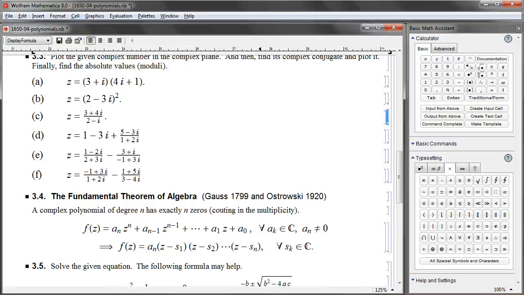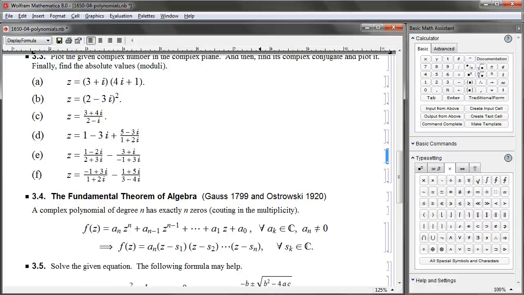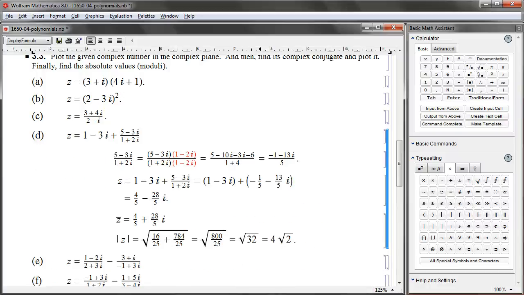Let's do this once more. Let's take problem E. Okay, let's do that. Looks like you'll have to multiply the conjugate of the denominator twice here because there are 2 fractions. And oh my, I decided not to bother with that. Okay, so let's do this one.